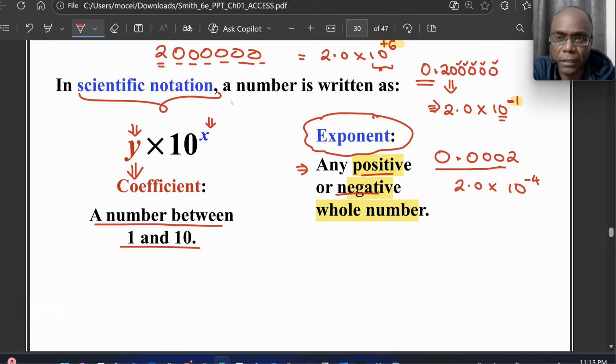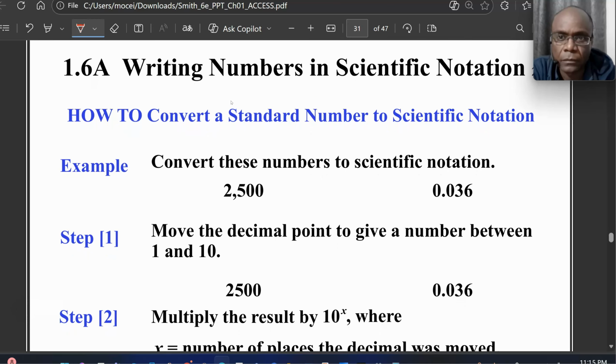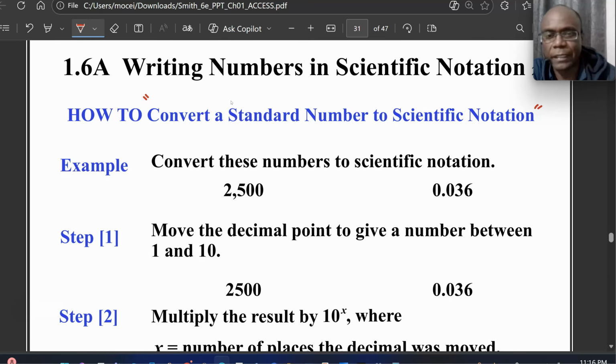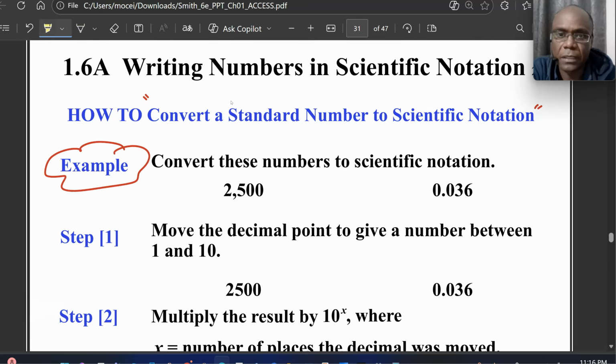Let's see how to do this. The learning objective here is to know how to convert a standard number to scientific notation. A standard number is one that lacks 10 to the power x. So example number 1, convert these standard numbers to scientific notation.